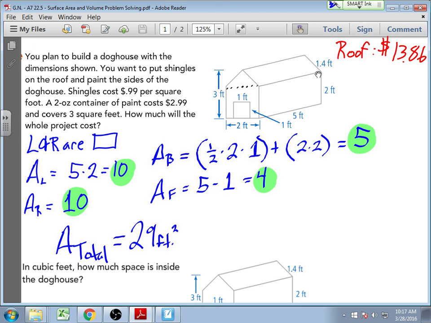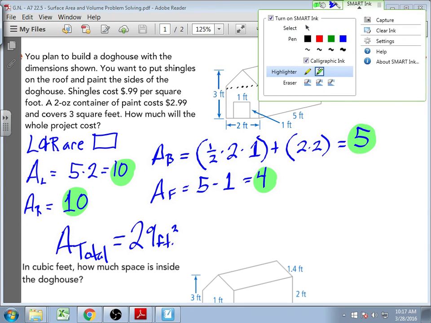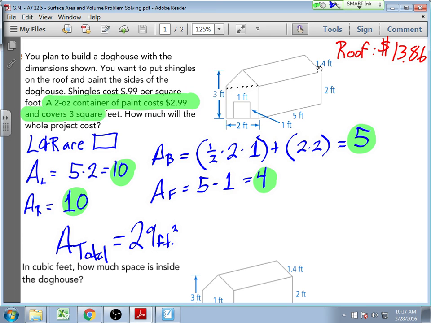Anybody new we haven't talked with today? Ryan, what do you think we do? Don't you have to multiply it by the 2.99? No, not yet. But 2.99 covers 3 square feet, so you have to divide by 3 first. Right. Because each container covers 3 square feet, we first divide by 3, and we get almost 10: 9 2/3, or 9.6 repeating.